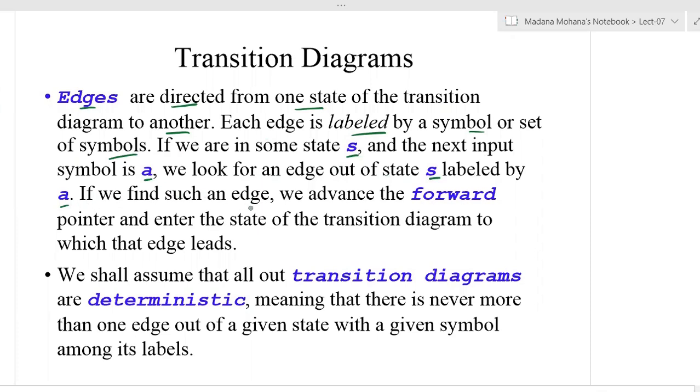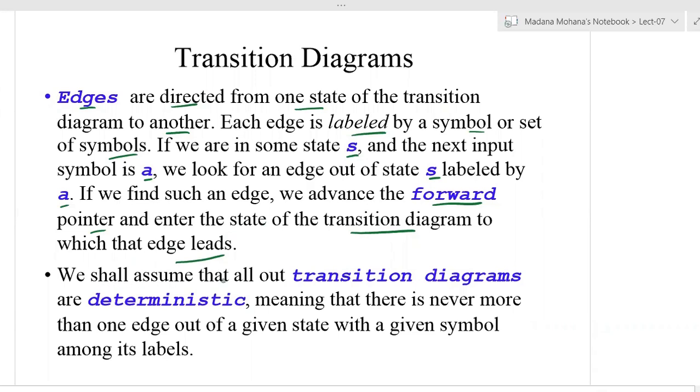If we find such an edge, we advance the forward pointer. Whenever such an edge is found, we move one position ahead to the right with the forward pointer, like the movement of the read or write head in a finite automaton or any automaton. The same purpose is served here by the forward pointer. Then we enter the state of the transition diagram to which that edge leads, that is, the next state.